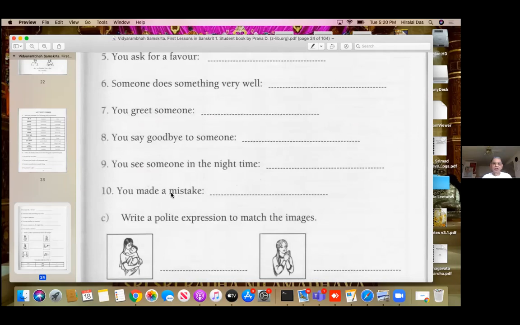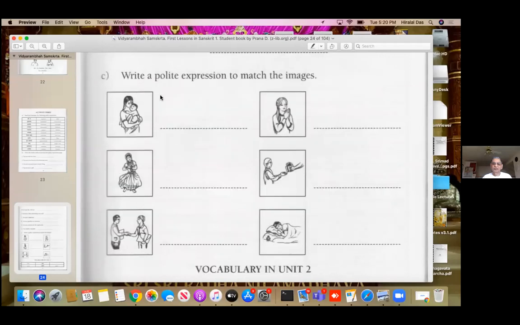Very good. And if you make a mistake, what would you do? Kshamyatam. Okay. Very good. So now you write a polite expression to match the image. What polite expression? There is no mistake in there. What is this? You see, she's trying to carry the baby. So sometimes it's okay, right? So astu.